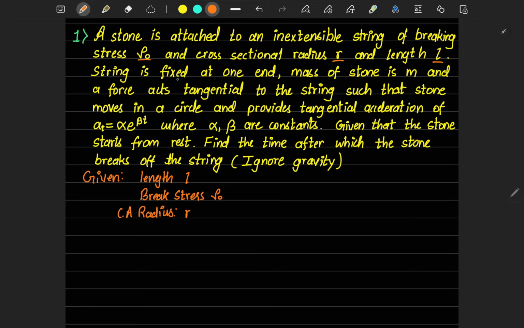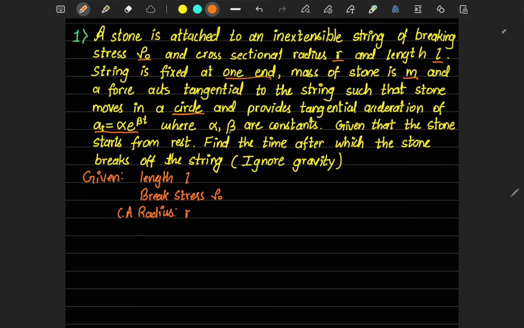So the string is fixed at one end, the mass of the stone is m, and a force acts tangential to the string such that the stone moves in a circle. So this is a question of circular motion and provides tangential acceleration of a_t equal to alpha e to the power beta t. So what can we observe about the tangential acceleration? That it is not a constant acceleration, it is changing, it is exponentially increasing.